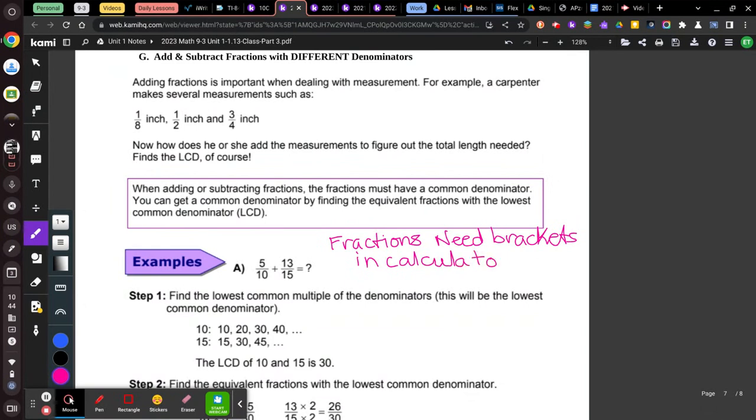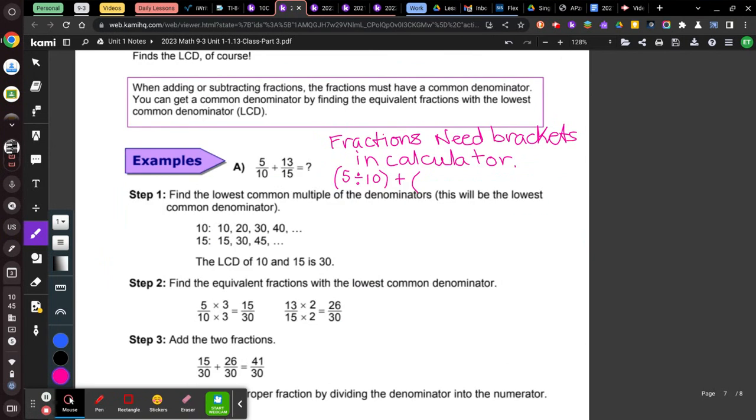So everybody needs a calculator with them, and I want you to practice this with me, please. We are going to take bracket 5, divide 10, bracket, plus. It's really foggy to me. Looks like my Nokia 4. So the second number, we open our bracket and we're going to go 13, divide 15, close our bracket, equals.